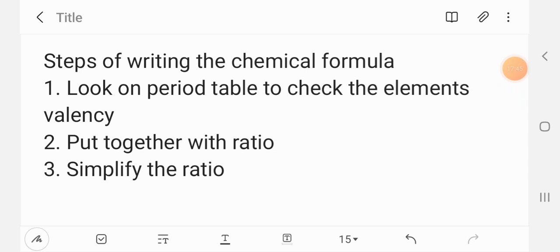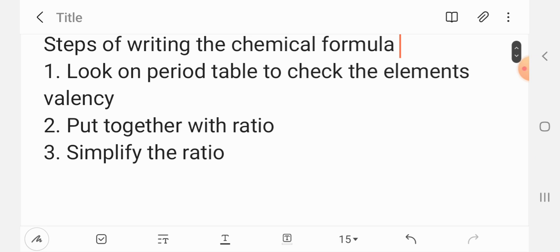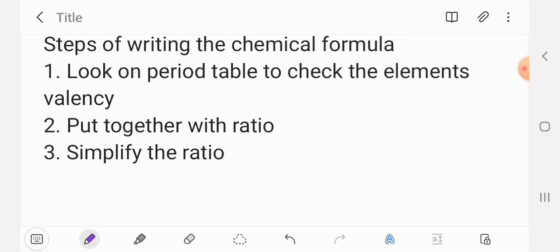So now we're going to look at steps of writing the chemical formula. So when you are given a chemical formula, you need to know how to write that chemical formula. Okay, so step 1, you look on the periodic table to check the elements' valency. Number 2, you put together the ratio, and number 3, you simplify the ratio. So we are going to let's write the formula of NaO.